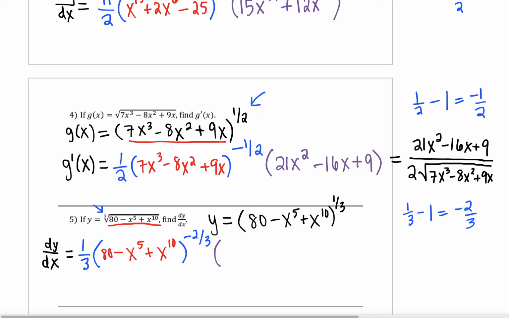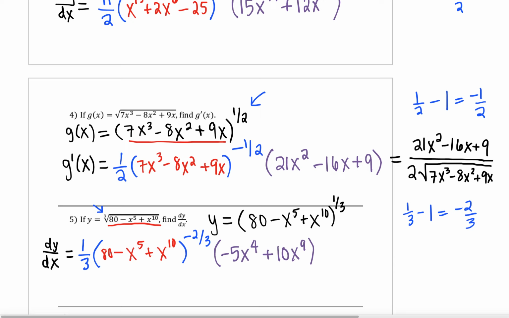of the inside. So all of this now, when I differentiate it, the 80 will drop to 0. Derivative of negative x to the 5th would be negative 5x to the 4th, plus our derivative then of x to the 10th would be 10x to the 9th. Both of those terms are in parentheses because it's all being multiplied to the first part of our derivative there.